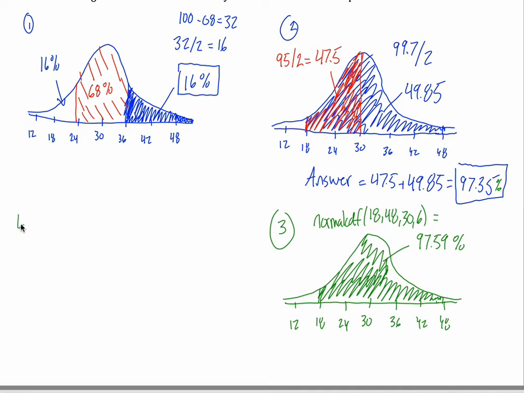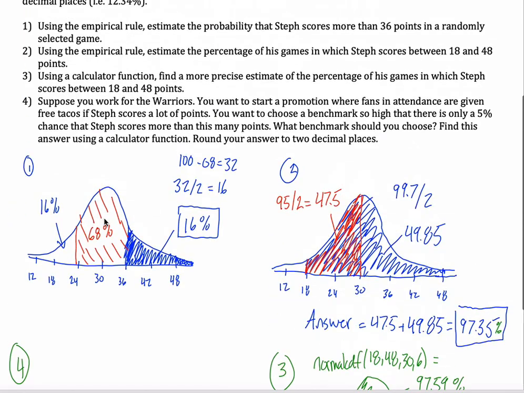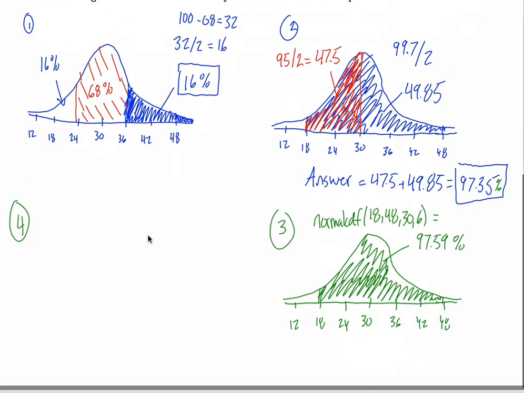Finally, the fourth and final question on this quiz concerned a different calculator function. It'll turn out it's the inverse norm calculator function. If you read through this problem, essentially what it's asking for is a number that's so high that the area above that, the area to the right of that point, is only 5%. It takes a little practice being able to read these problems and tell that that's what it's asking you to do. I'm telling you, that's what it's asking you to do.